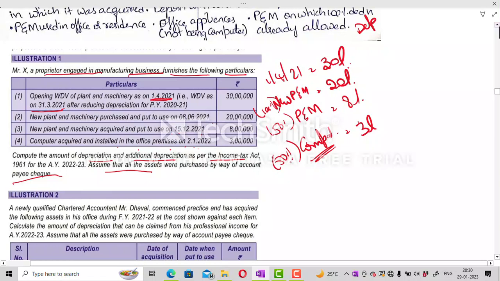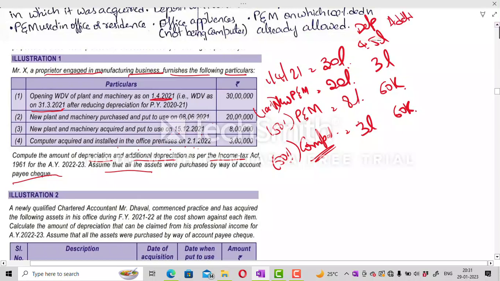Okay, first we will calculate normal depreciation based on these percentages. For 30 lakhs, 15% means 4.5 lakh. For 20 lakh, we should take the full 15% because it is 100%, so 3 lakhs. So for 8 lakhs, into 15% into 50%, 60,000, and computer 3 lakhs into 40% into 50%, 60,000.